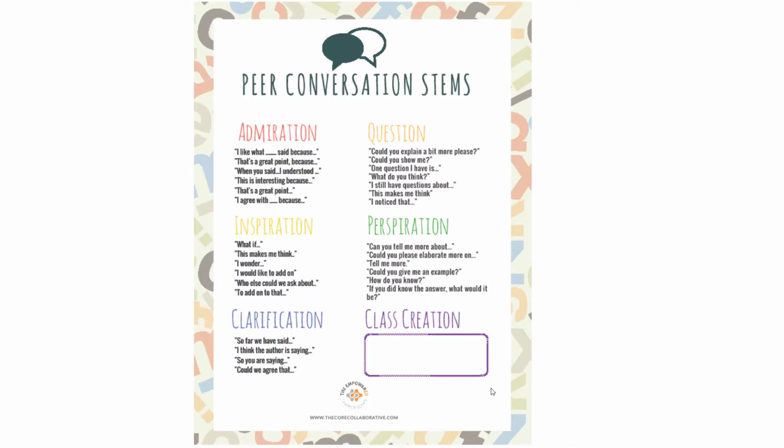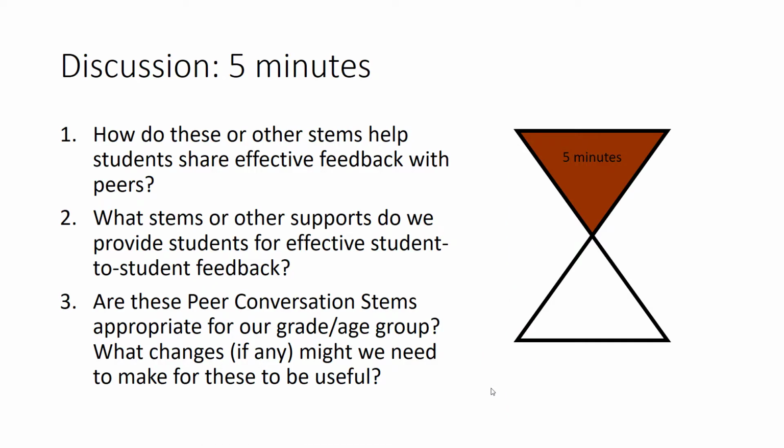So here's what I would like you to do. Again, take 5 minutes, and if you haven't done so already, make sure that all of you have read through those stems. And then we've got 3 prompts here for you to discuss. How do these or other stems that you might use help students share effective feedback? Second, what stems or other supports do you already provide for your students? And then 3, are these that I provided with you appropriate for your grade level or age group? What changes might you need, or what other tools, what other stems, could you use? So go ahead and take 5 minutes to discuss.